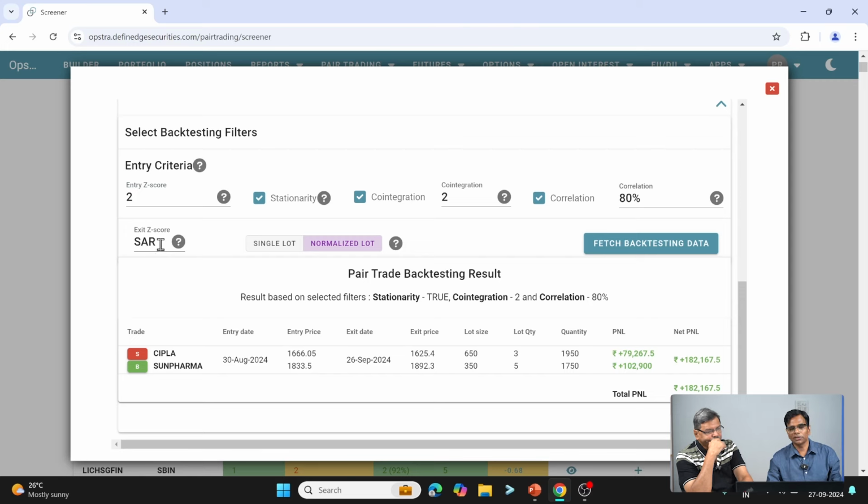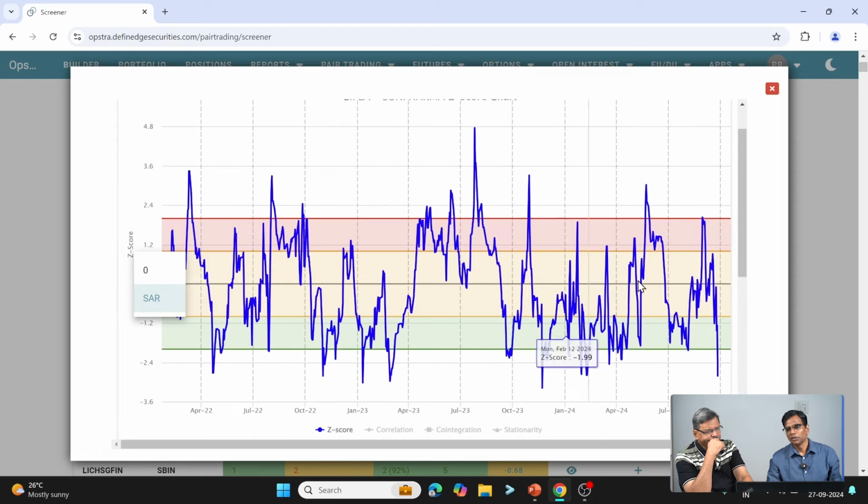And the exit score is SAR. SAR means stop and reverse. So in this case, if it goes above this, we stop. If you have already entered somewhere here, we stop and reverse that pair trade. You mean if it is, let's say, long Cipla and short Sun Pharma, when it goes to stop and reverse, you do the opposite.